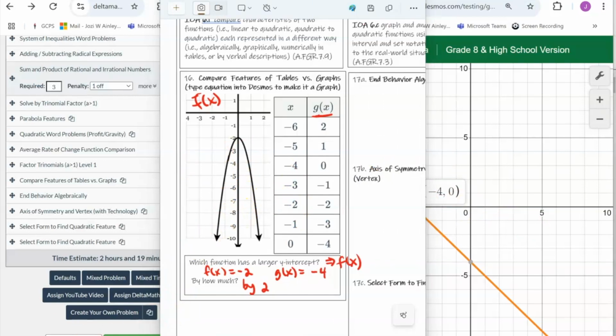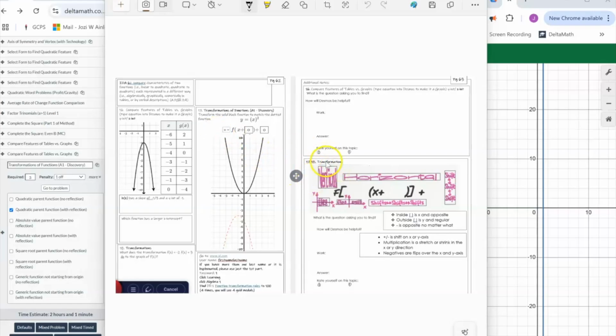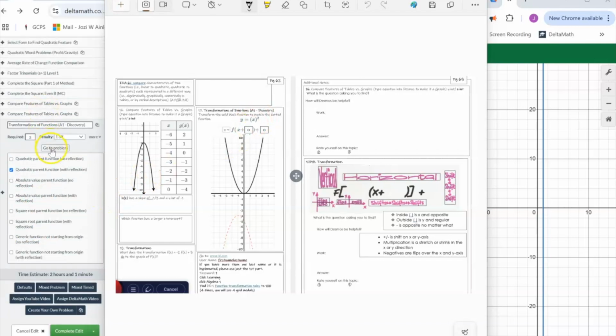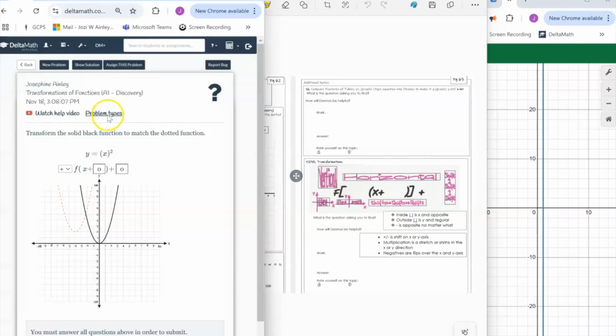Let's practice. All right, so I want to take a look at transformations. Question 17 and 18 are transformations. I'm going off the assumption that you've watched the previous video that talks about what all of this means. If you haven't, please go and watch the video that talks about inside and outside. I am going to quickly recap it here, but not teach it in depth. Okay, so looking at question 17, this is the DELTAMATH one. So quadratic reflection.